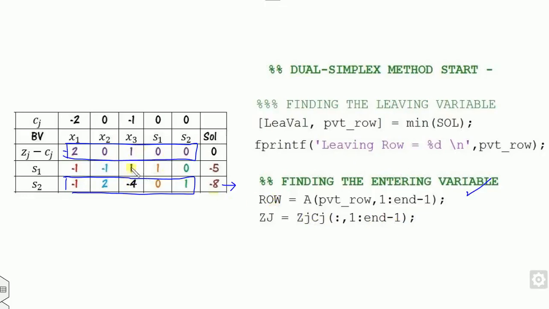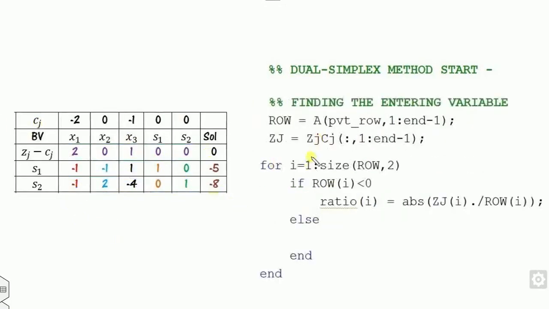Once you define this, how do you find it? You have to find the ratio of only those values which are negative. So how do you define this negative condition? If any value of this row is less than 0, we take the absolute value of zj minus cj, which we denoted as zj, divided by the row. Otherwise you can't calculate this, and after that we have to find the minimum.